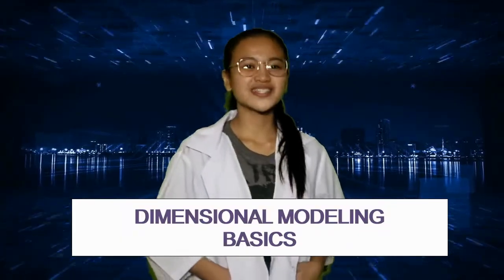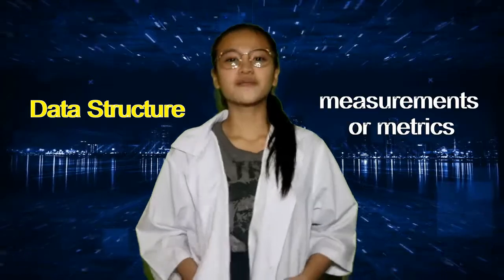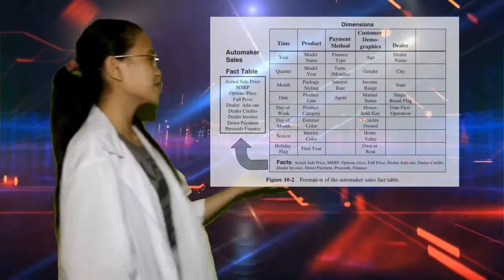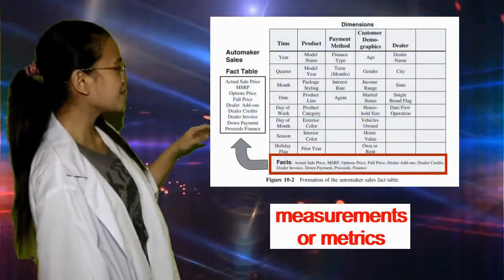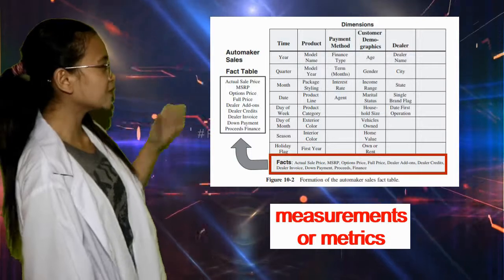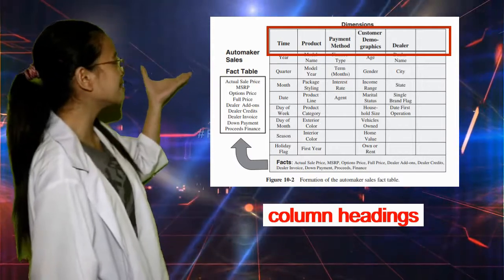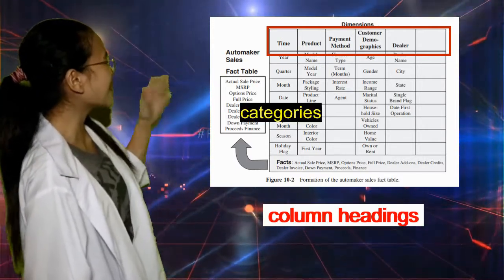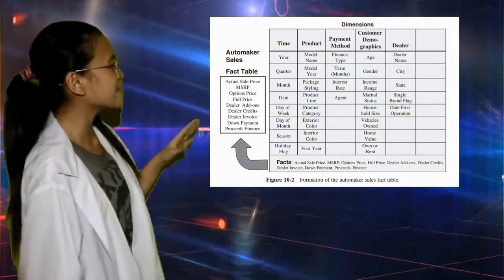Dimensional modeling basics has specific data to represent the business dimension. It also consists of data structures, which are called measurements or metrics. So we have this diagram at my left, which is called the automaker sales. We can see at the bottom of the list are the measurements or the metrics that will be used to analyze this diagram. The second one is what we call the column headings. The column headings consist of the categories or the hierarchies that will also be used to identify the diagram.